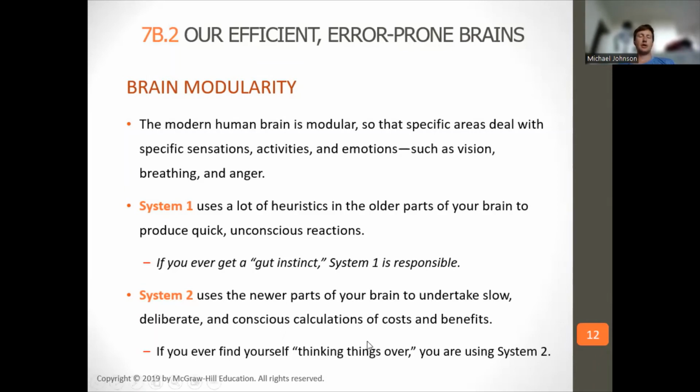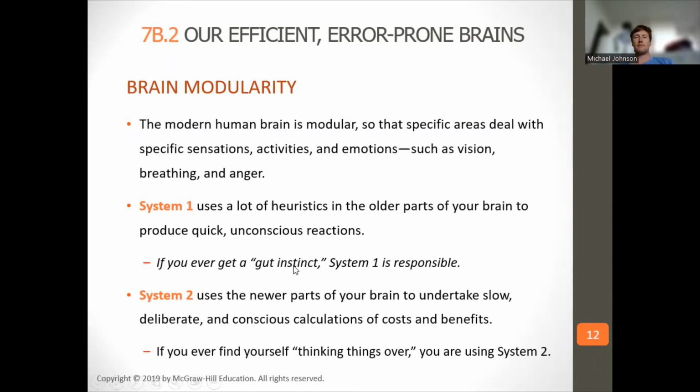And then calculations, thinking things over, slow, deliberate calculations, that's system 2. So system 1 and 2 work together. Your gut instinct works with the calculation. You're thinking things over to make decisions. Usually they can be in conflict. If they're both going together, then that's a good thing in terms of making a decision. But if they're in conflict, it's very hard to make a decision.